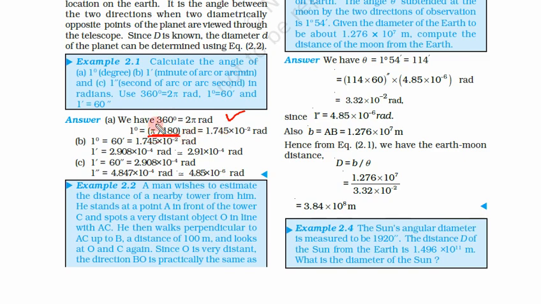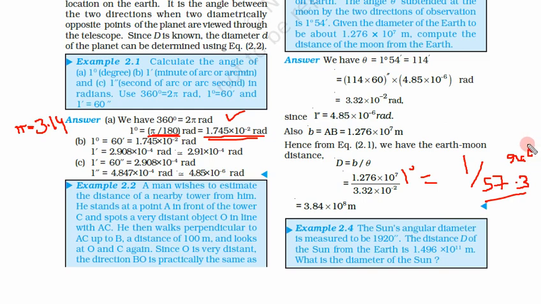Now let us put the value of pi and 180. Pi is equal to 3.14. When we solve this, we get 1.745 into 10 to the power minus 2 radian. That is, 1 upon 57.3, so 1 degree is equal to this many radians. When we solve this, we get 1.745 into 10 to the power minus 2 radian. So now we have determined the value of 1 degree.